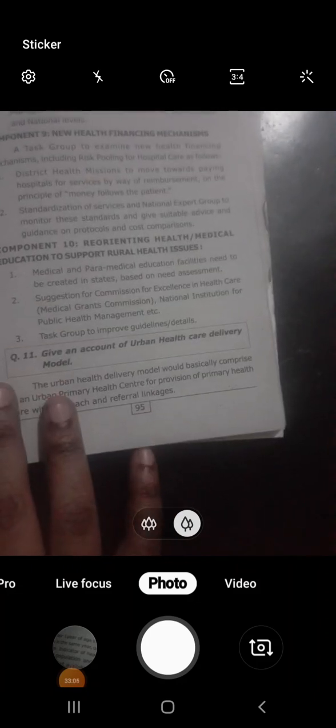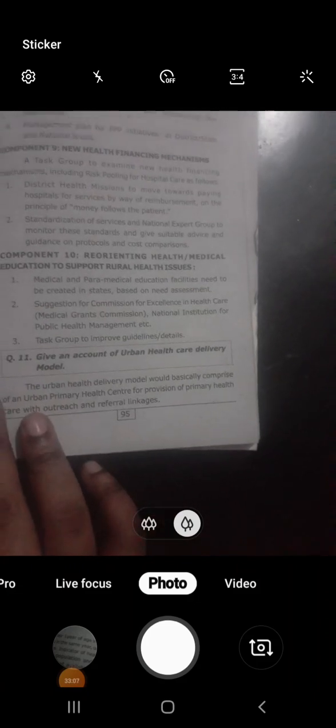And the next question is the urban healthcare delivery model. Urban is primary healthcare with outreach and referral linkages, we can say.